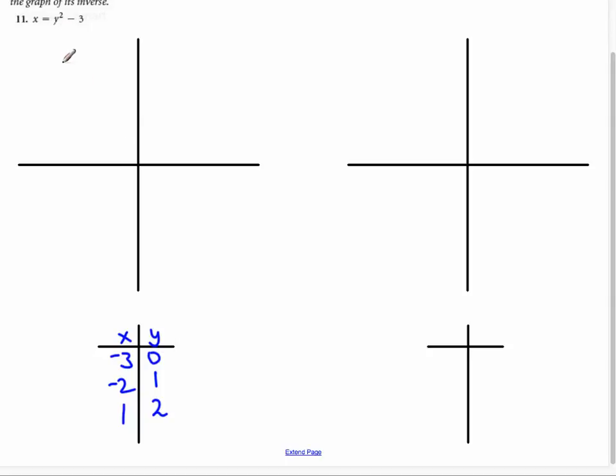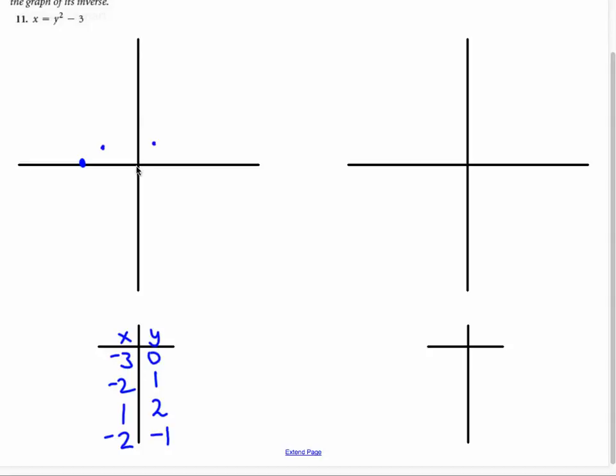How about, let's do maybe a negative 1. Negative 1 squared is 1 minus 3 is negative 2 again. So negative 1 gives me a negative 2. And I would just keep doing that. So negative 3, 0, dot. Negative 2 and 1, dot. 1 and 2, another dot.